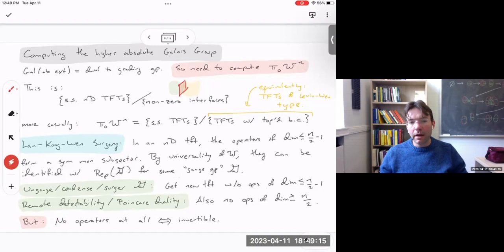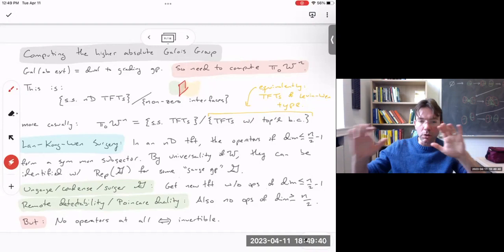And in dimension four, this is what Lan, Kong and Wen explained how to do. They explained how to classify these, and their strategy works in higher dimensions. It's basically a version of surgery theory for field theories rather than surgery theory for manifolds. Topological field theories are kind of dual to manifolds, so it's like dual to surgery theory.